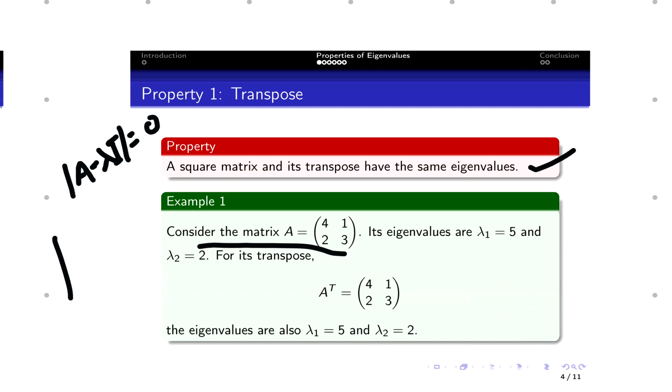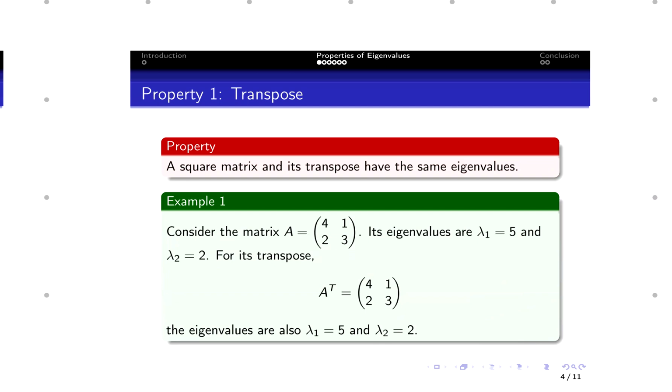So if I told you the eigenvalues of a particular matrix, then you don't need to look for the eigenvalues of its transpose, because the eigenvalues are exactly the same for the two matrices, the original matrix and its transpose.